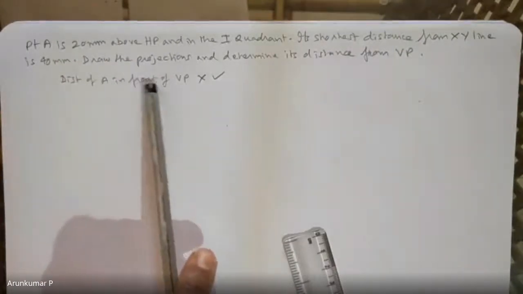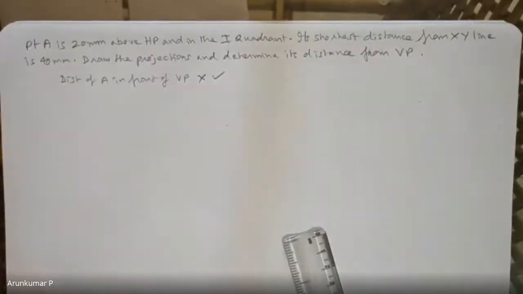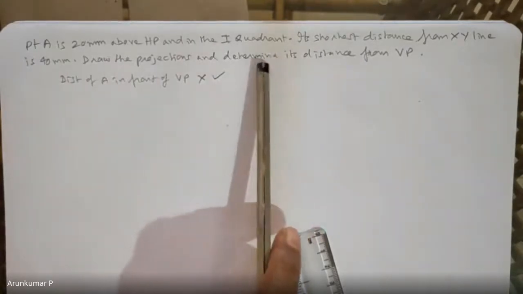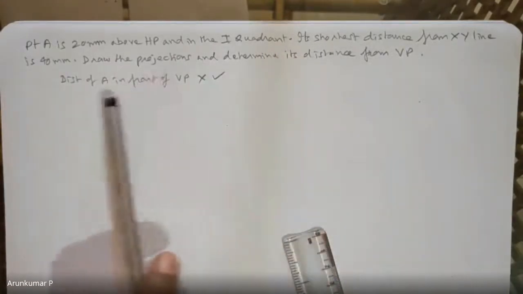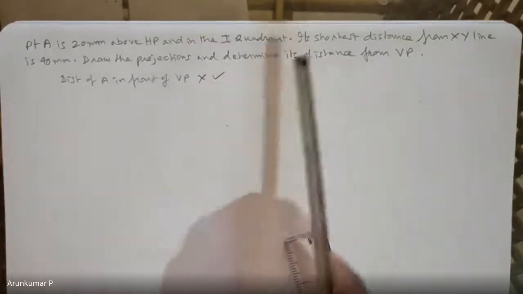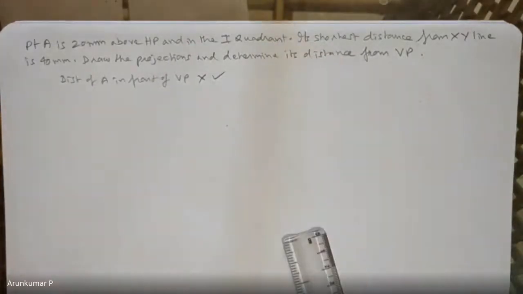Distance of A in front of VP. You are asked to find this. It is not given intentionally. You are being asked to find the distance from VP. It is this value, how much the point A is in front of VP. That is what you have to find. That is why it is not given. Okay.